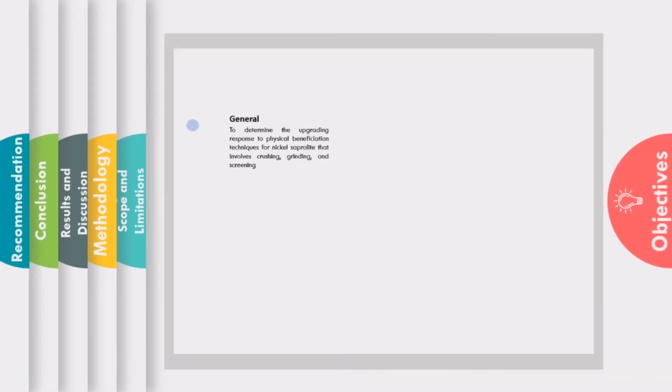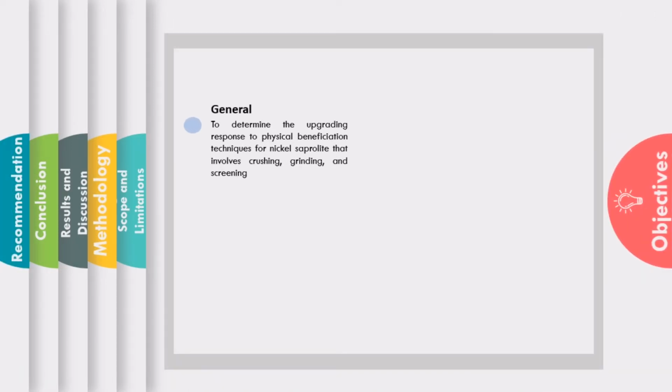So first, our general objective is to determine the upgrading response to physical beneficiation techniques for nickel saprolite, and involves crushing, grinding, and screening. So basically, what are beneficiation techniques? Beneficiation is the process of ore dressing wherein the samples are reduced in size and gangue separated from the ore.